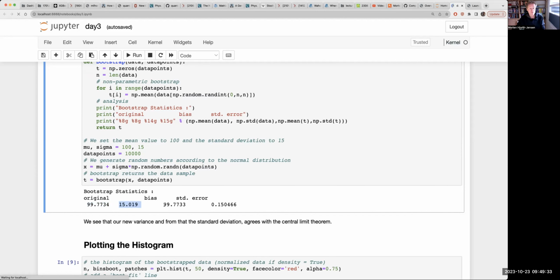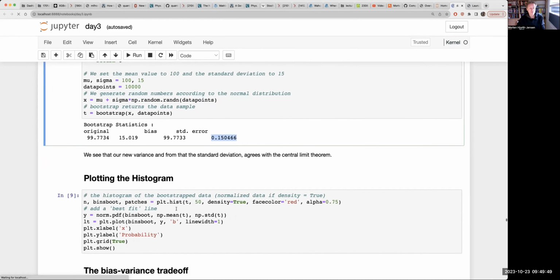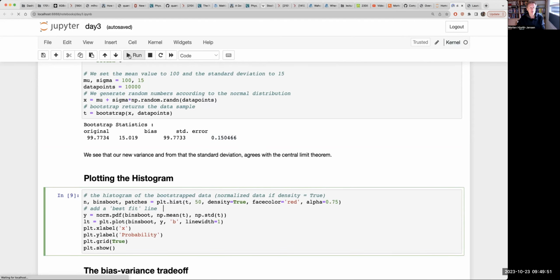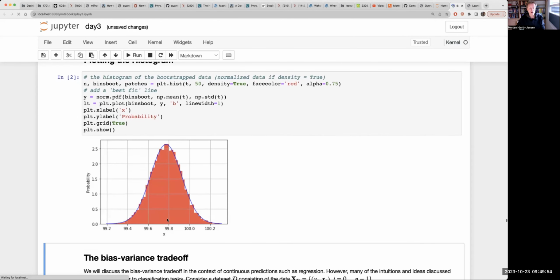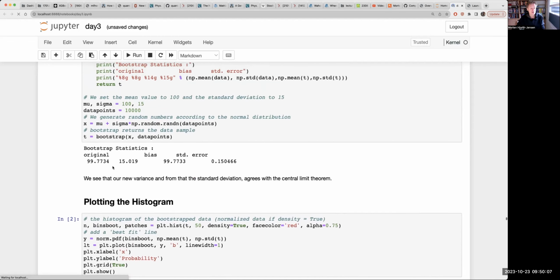Now my mean value is basically preserved, and I get a standard deviation which is 15 divided by the square root of 10,000, which is 100. So that's 0.15. And if I plot it, what happens is that my mean value is centered around 100, not exactly 100, but 99.8. And you see that if I look at one standard deviation, I have 99.77, plus minus 0.15.